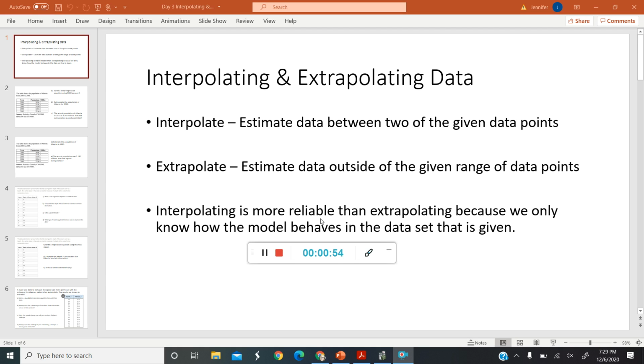So if you're given the height of a kid between the ages of 1 and 7, and you use that model to estimate the height of the person when they're 40 years old, you're going to get a really, really high estimate because you grow a lot faster and then it levels out. So interpolating is always going to be more reliable, and we're just going to look at a couple of different situations with that.